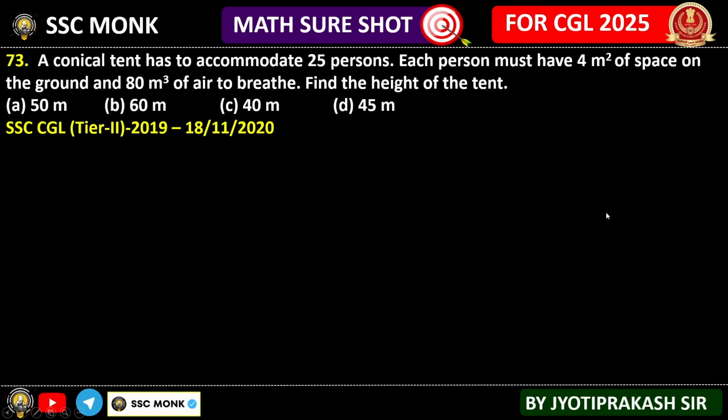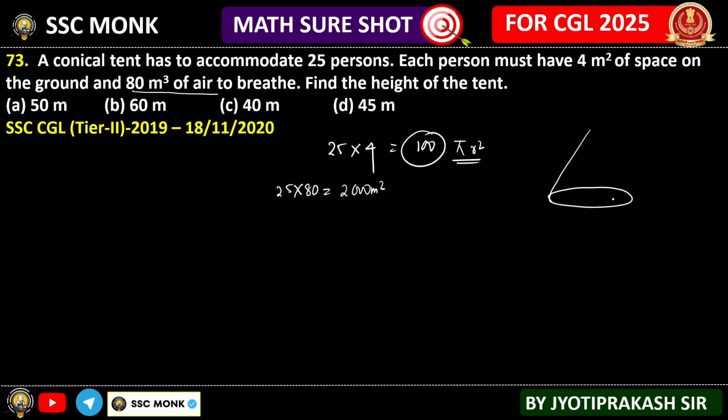Next. A conical tent has to accommodate 25 persons. Each person must have 4 meter square space on the ground and 80 meter cube of air to breathe. Find the height of the tent. Now understand, 25 persons each taking 4 meter area, that is equal to total area taken 100. So this is equal to πr², the base we are talking about. Now they are consuming 80 meter cube air. So the total volume of air they will consume 25 into 80, that is equal to 2000 meter cube. That means this is the total volume of this conical tent.